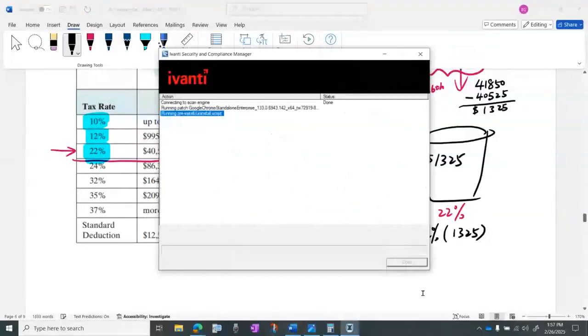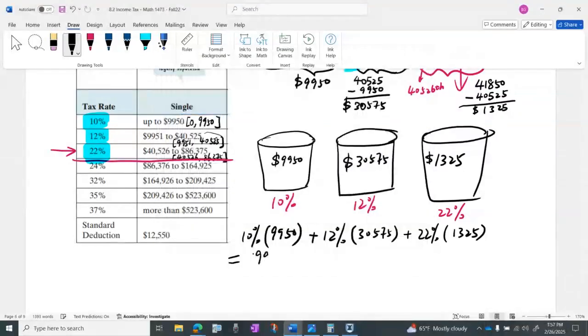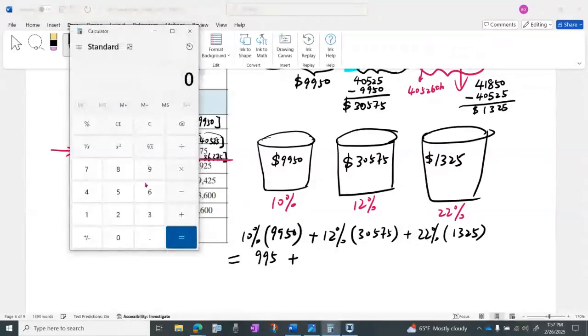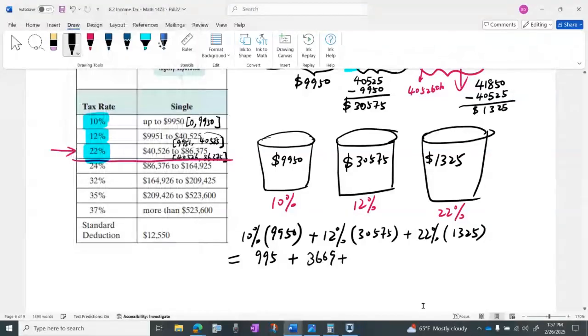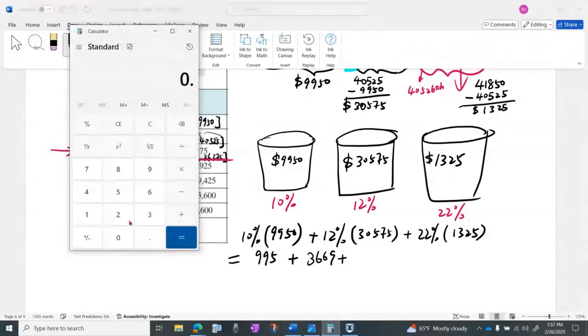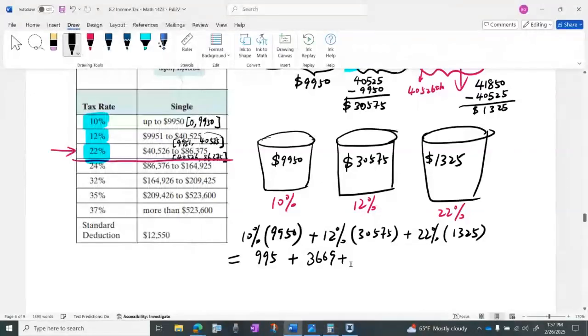And 10% of 9,950 is 995. And then 12%, if we only have a scientific calculator, we can do the job as well. 12%, 0.12 times $30,575 is 3,669. And then 22%, 0.22 times 1,325 is 291.5. And add those all together.